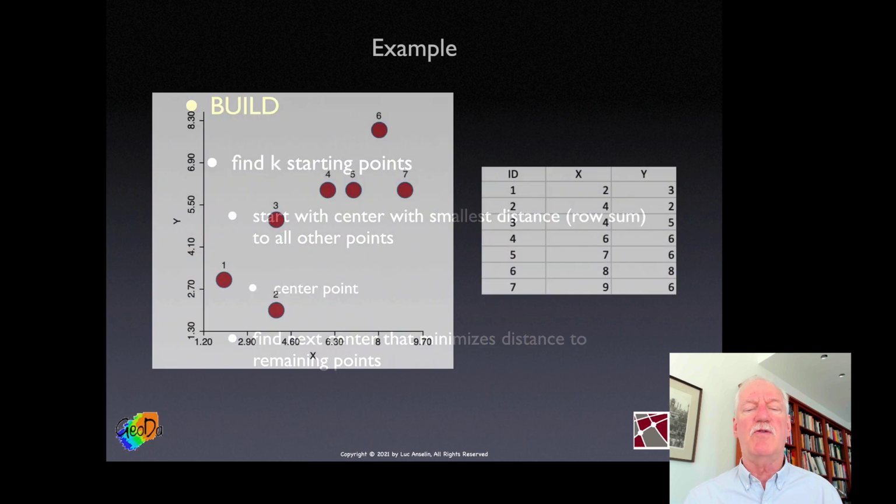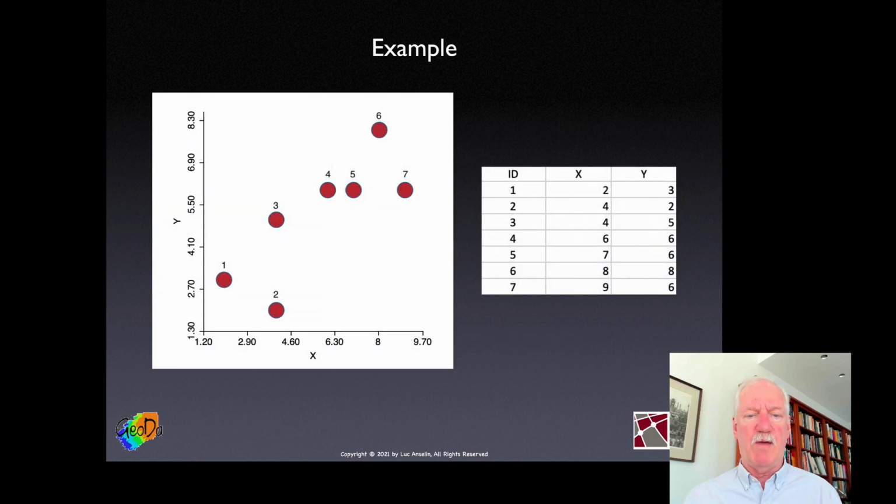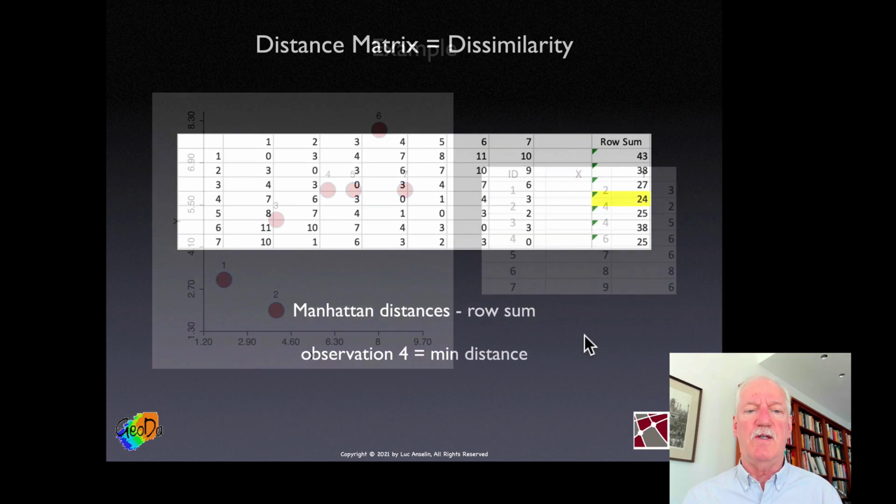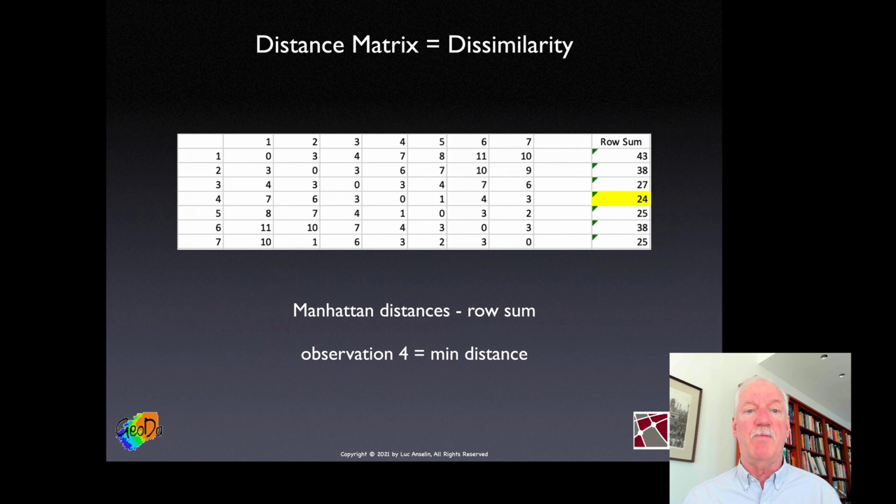Let me make that concrete with our little toy example, same as before. 7 points, here are their coordinates, and the associated distance matrix based on Manhattan absolute distances is in this figure here. In each row, we compute the row sum, and then we find that for row number 4, or similarly for column number 4, the row sum is the smallest at 24. So we pick that one as the first point.